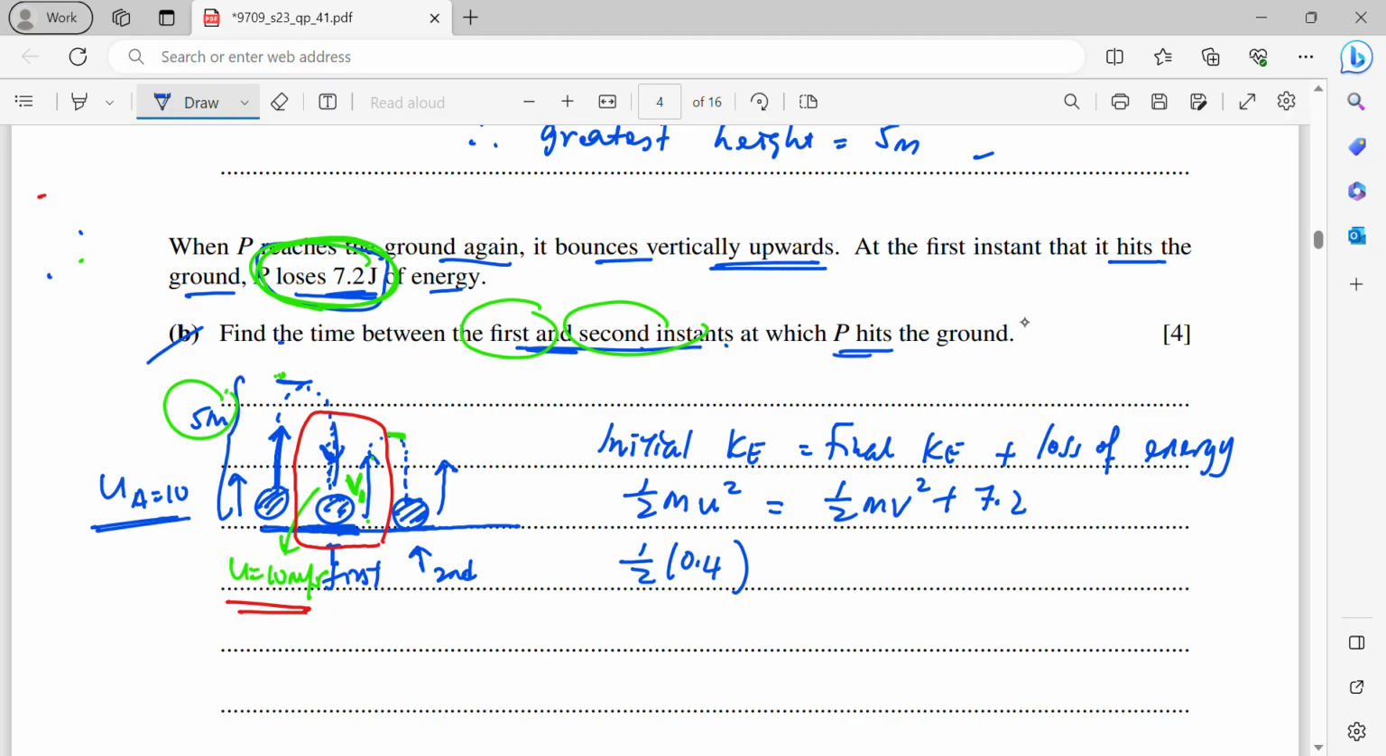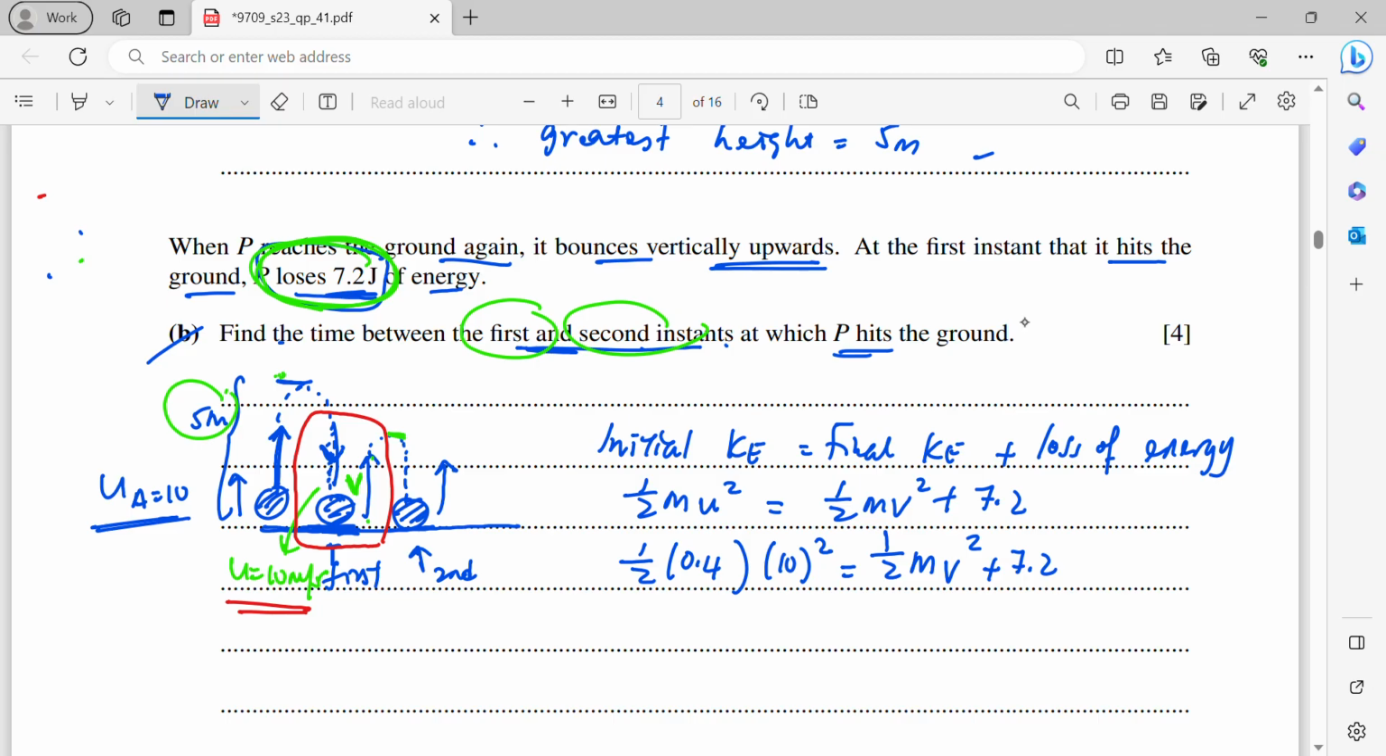So the u is 10. So now it becomes 10 squared equals half m. We do know what is v. That's why I write it as v1, or probably you can just write v. So here is v. So I will write v squared plus 7.2.